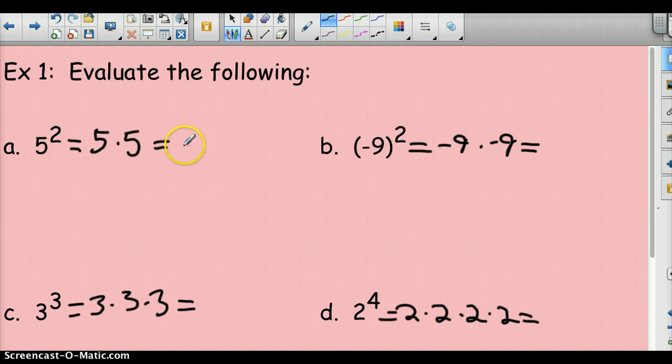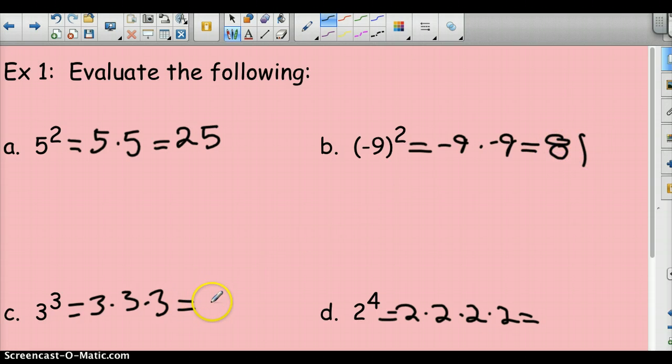Hopefully you've stopped the video and you're back now. Now, I write out every time that 5 to the second power is 5 times 5. I write it out every time because otherwise you're going to call it 10. And 5 squared is not 10 because 5 times 5 is 25. Same idea over here. I see negative 18 all the time. Not right. Negative 9 times negative 9 is a negative times a negative. They have the same sign. It's multiplication. It will become positive 81.